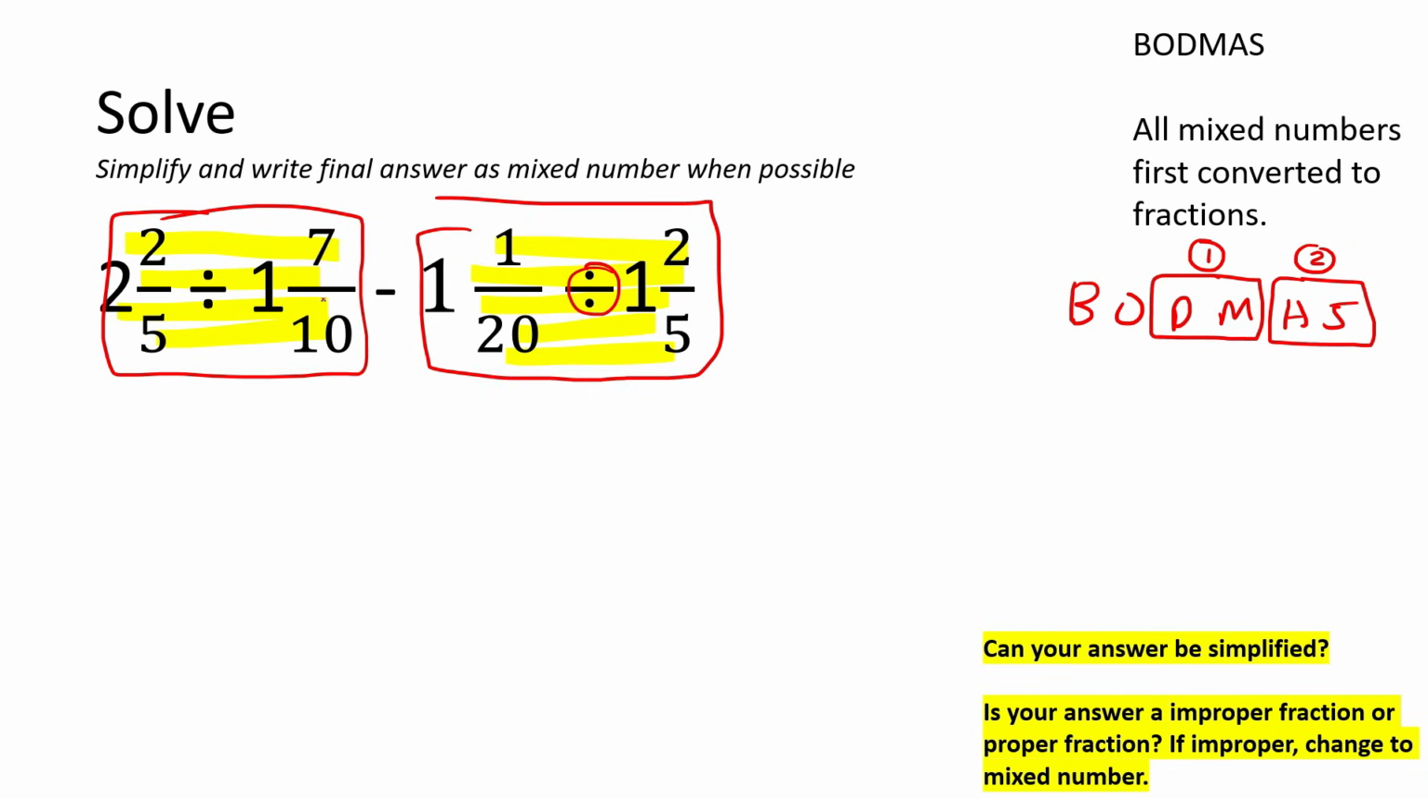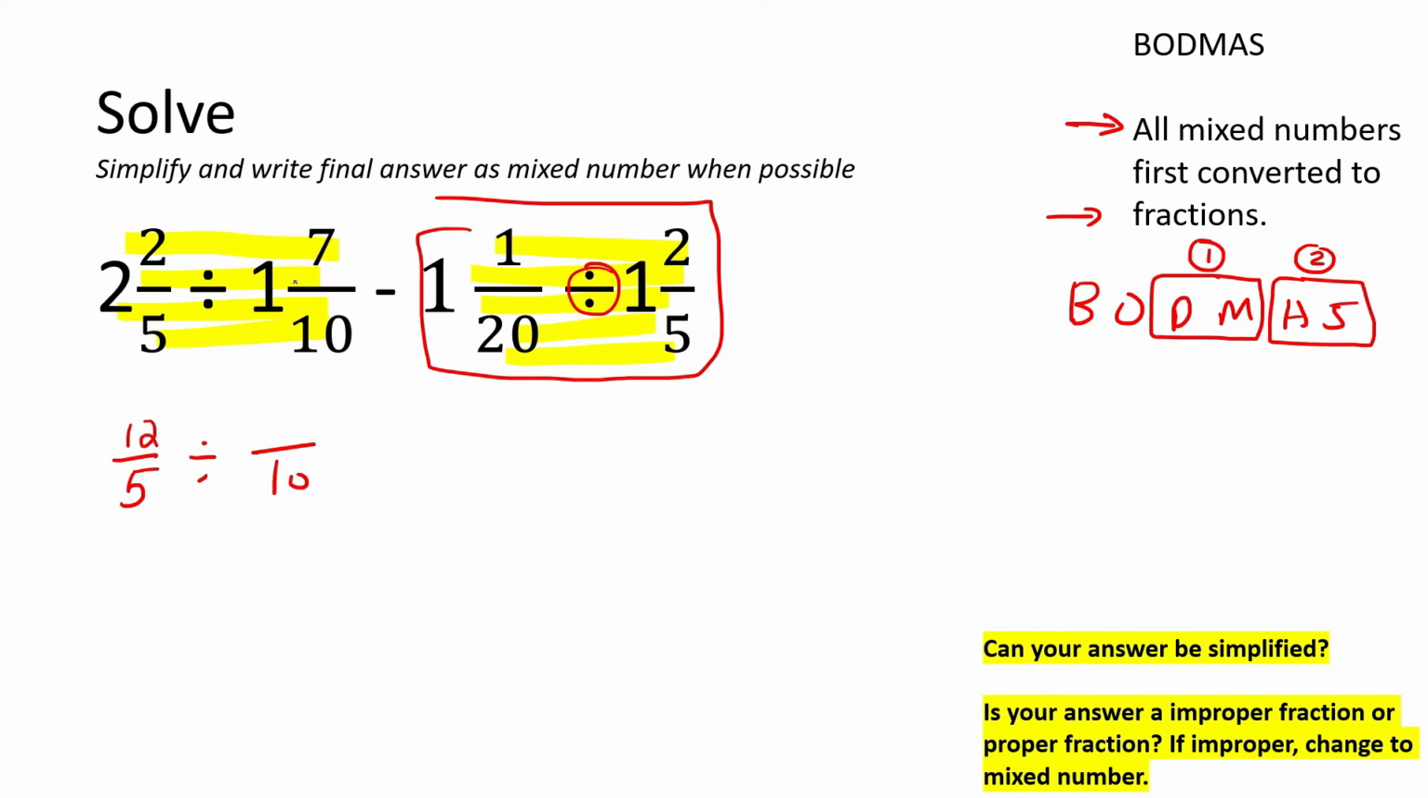Okay, so step 1 though, we always want to change mixed numbers into fractions in the beginning, and then at the very end, we usually change it back to a mixed number. But in order to do calculations, we like to change it from a mixed number into a normal fraction. So for this part over here, you're going to say 2 multiplied by 5, which is 10. 10 plus 2 is 12. Here the answer will be over 10. You're going to say 1 multiplied by 10 plus 7 is going to be 17.